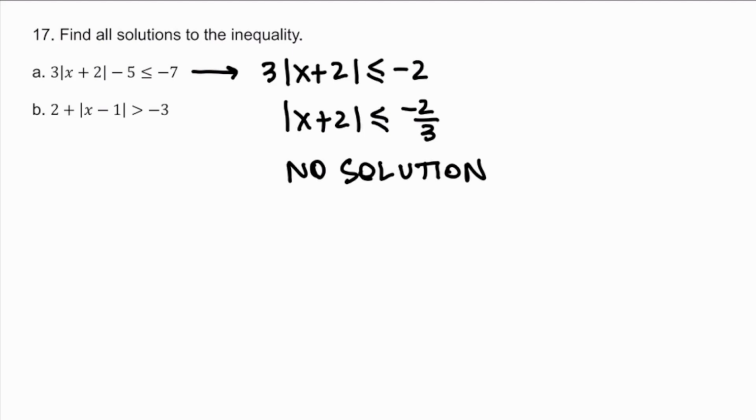And then for part B, I'm going to solve for the absolute value by subtracting 2 from both sides, so the absolute value of x minus 1 is greater than negative 5. The absolute value of x minus 1 is always either positive or 0, so that's always greater than negative 5, so that's always true, and I just might say all real numbers.